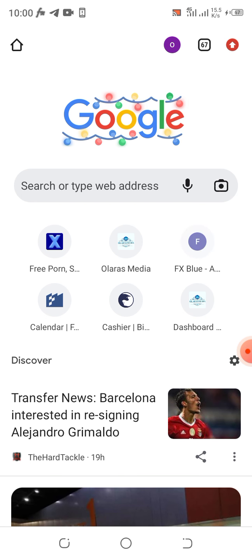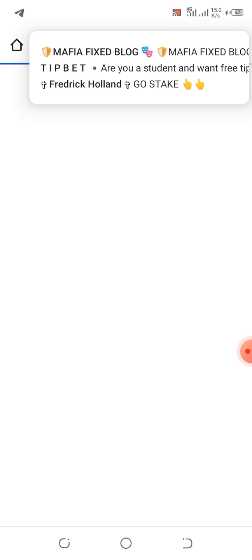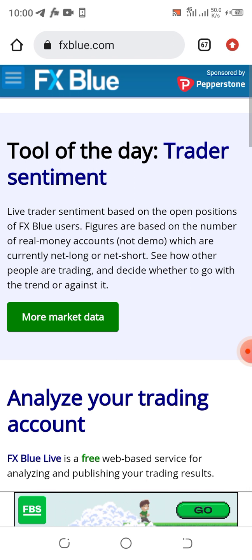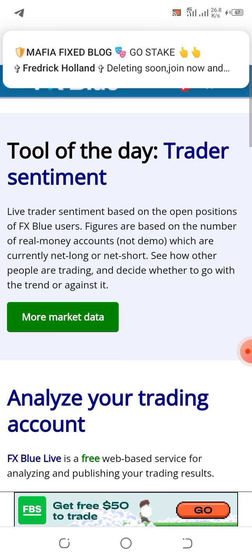So we are going to come to my FS Blue to confirm. News is our first confirmation if we want to trade on fundamental analysis. What the news is saying will guide us through how to enter and trade the market and make profit.